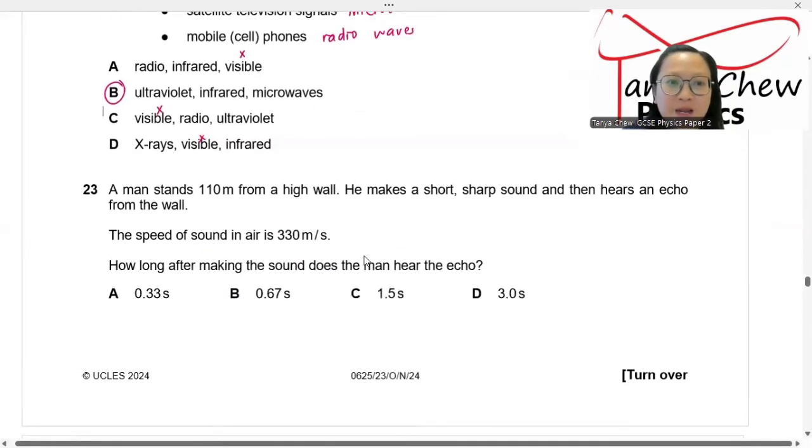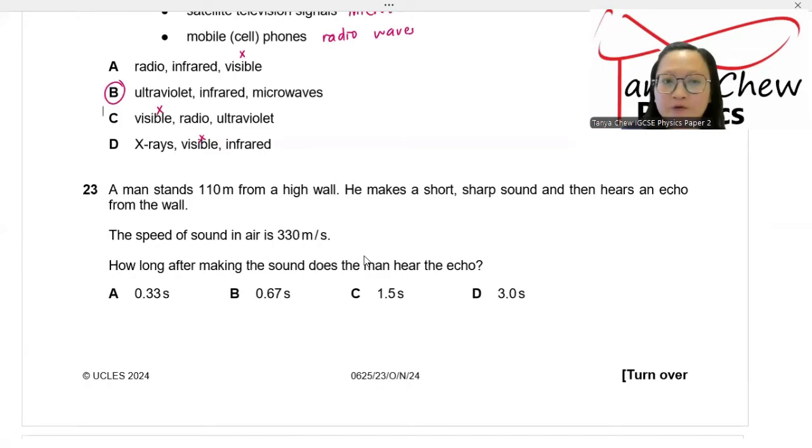Number 23, a man stands. Okay, I have to draw this for you to see clearer. A man stands 110 meters from a high wall. He makes a short, sharp sound and then hears an echo from the wall. The speed of the sound in air is 330 meters per second. How long after making the sound does the man hear the echo? That is the echo, right? So you hear and then you get back. Okay, echo is the reflection of your own sound wave that you made.